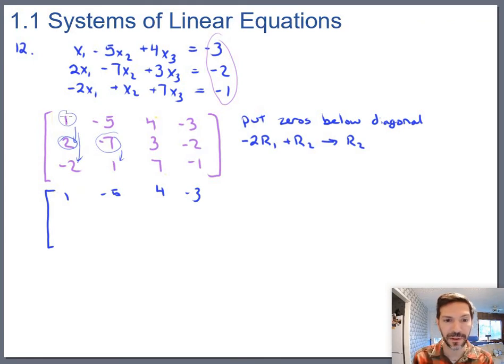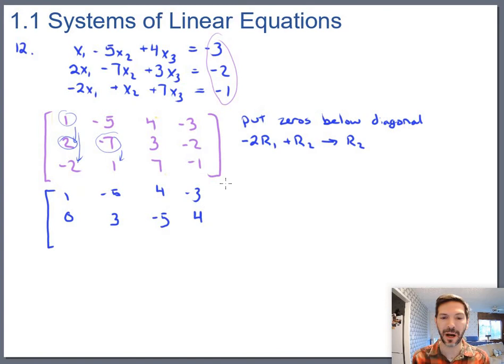So -2 times 1 is -2 added to, what's a 0 right there? -2 times -5 is +10. +10 added to -7 is positive 3. Negative 2 times 4 is negative 8. Added to 3 is negative 5. Negative 2 times negative 3 is positive 6. Added to negative 2, positive 4. And at the moment I'm not changing row 3.